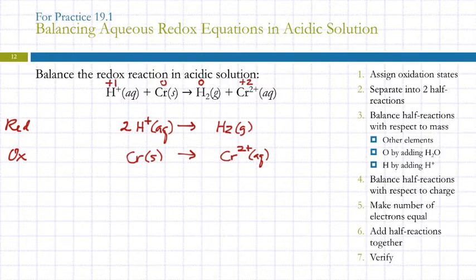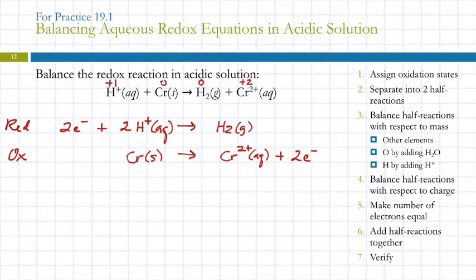Now we're going to balance for charge. Over here I've got a plus 2, and on the right side I've got 0. So I need to have plus 2 electrons here. And that goes along with it being a reduction. Reduction is gain of electrons. The hydrogen ion is gaining electrons, and that's why it's a reduction. And down here I've got chromium and chromium 2+. I need to make the charges the same by adding electrons, so I'm going to add 2 electrons over here.